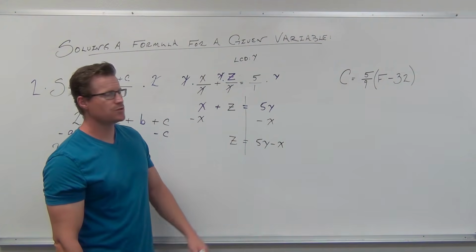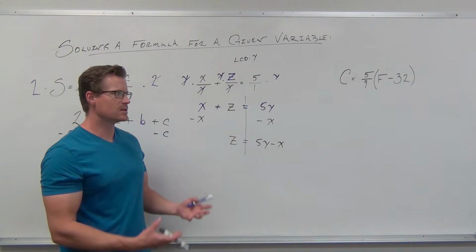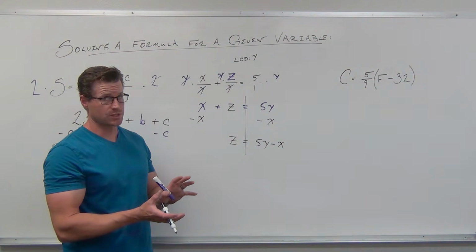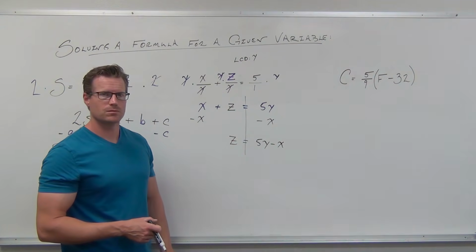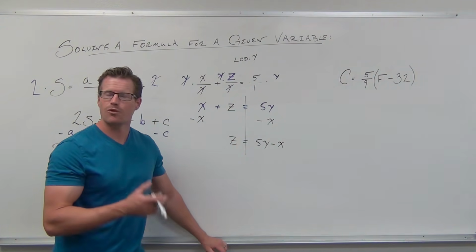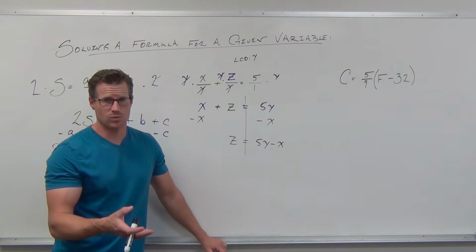The last one, there's only 2 variables. One is Celsius, C. That's already solved for C. The other is F, for Fahrenheit. Let's see how we can solve for Fahrenheit. Now, there's a number of ways to do this. I'm going to give you my best way.